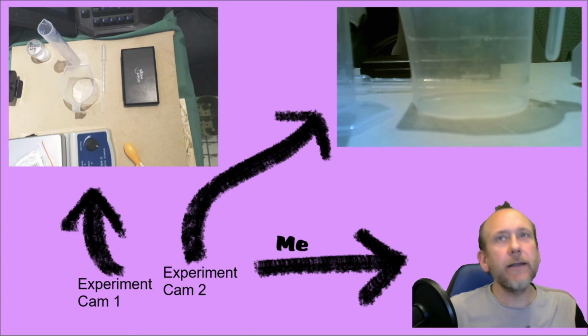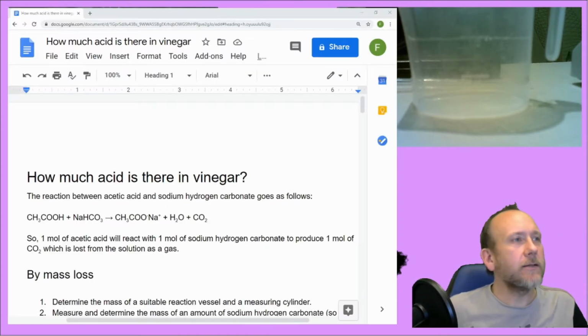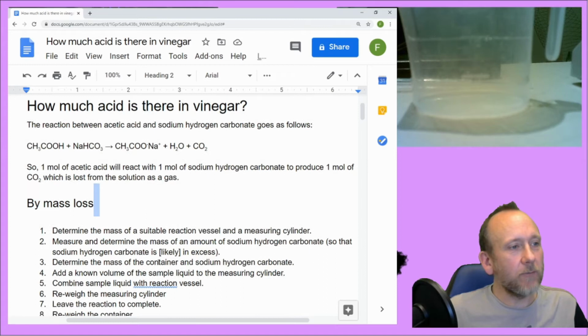Okay, so how are we going to do it? I'm going to show you my prepared document. And you can see the title is how much acid is there in vinegar. And the reaction is between acetic acid and sodium hydrogen carbonate, which is baking powder. And it is a 1-to-1 reaction. That means one molecule of acetic acid will react with one molecule of sodium hydrogen carbonate, and it will produce sodium acetate and water and carbon dioxide. We're going to do this by mass loss, which can be done quite carefully.